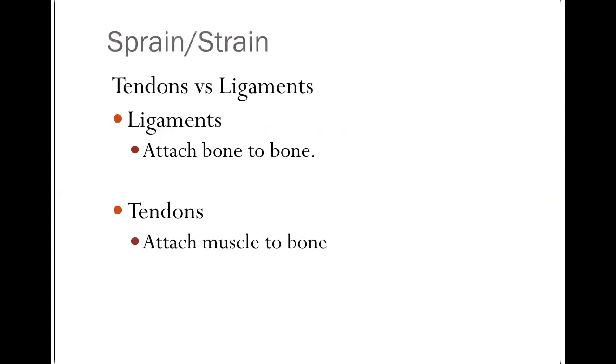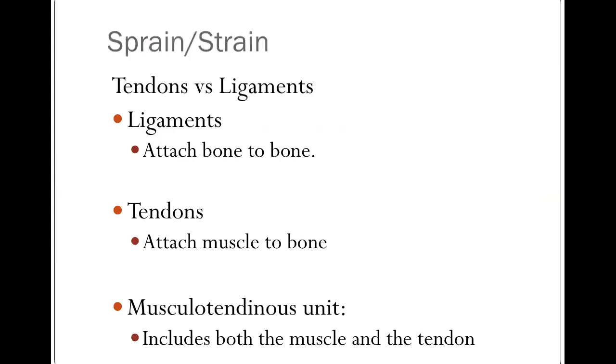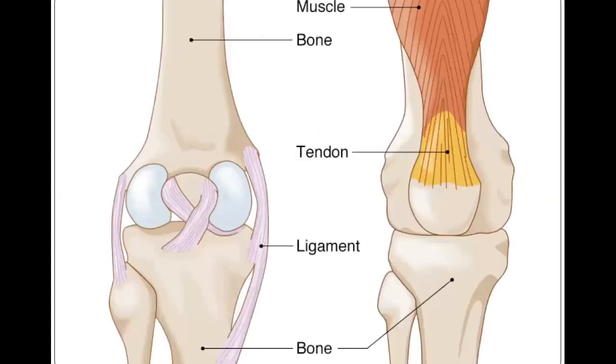Tendons are what attach muscle to bone. They're actually just connective tissue coming off the outside of the muscle into basically a terminal point, and that is what connects the muscle to the bone itself. Now, when we talk about muscles in class, we'll often talk about the musculotendinous unit, meaning the whole muscle leading into the tendon itself. So it includes both the muscle and the tendon.